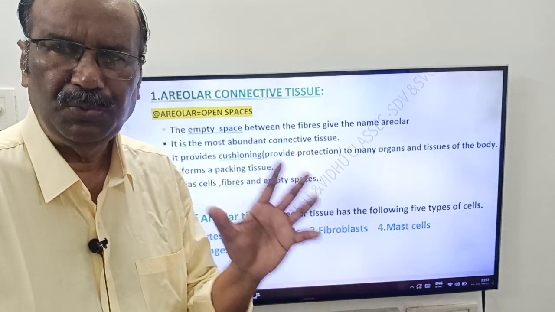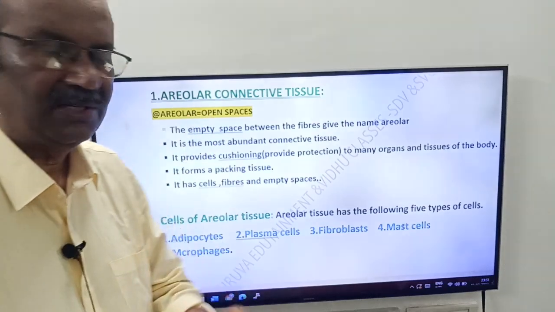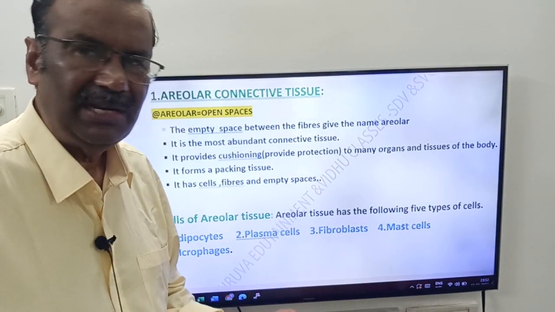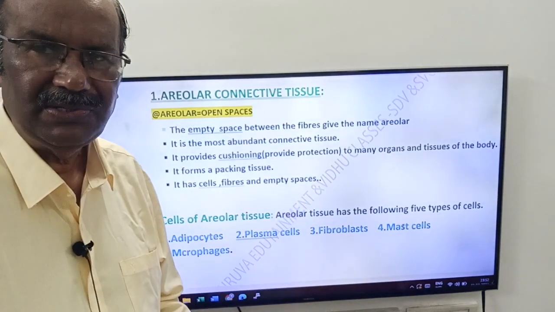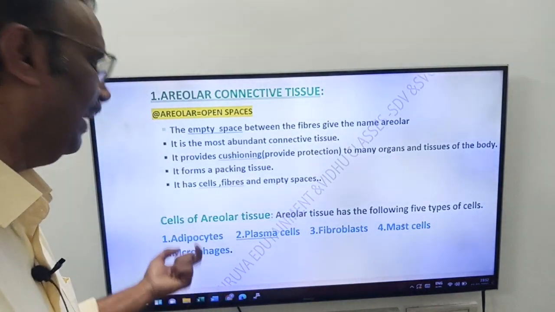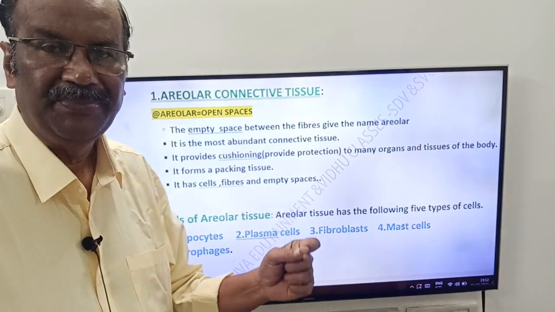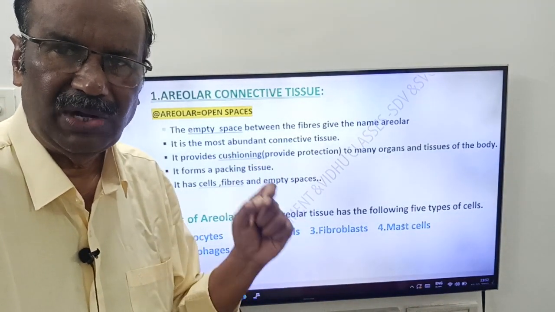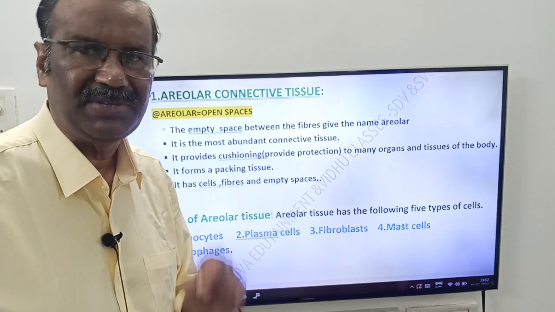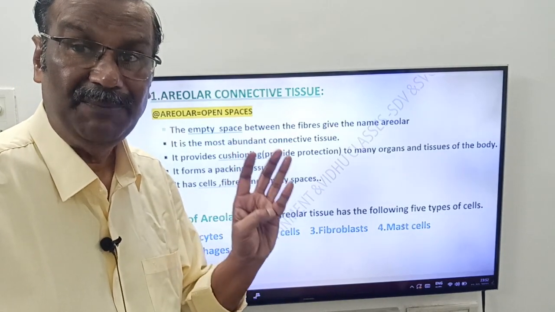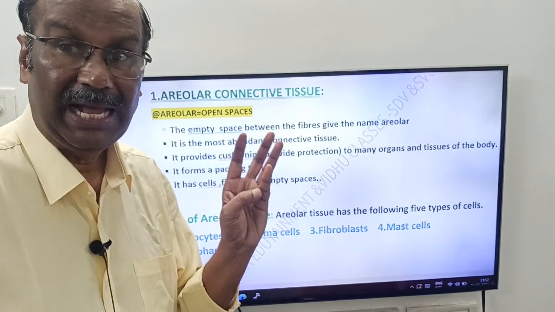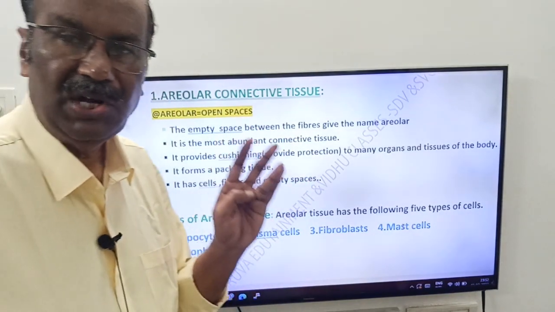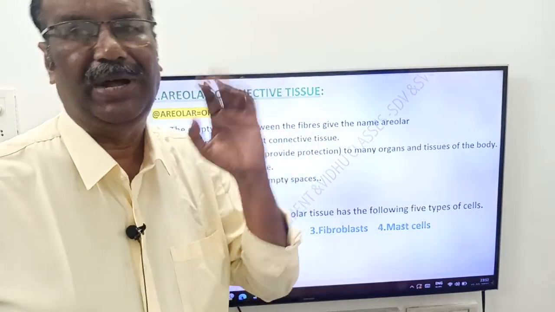So connective tissue proper has 5 types of cells. What are they, friends? Adipocytes, plasma cells, fibroblasts, mast cells and macrophages. Once again friends, name the cells of areolar connective tissue. Areolar connective tissue has 5 types of cells. What are they? Adipocytes, plasma cells, fibroblasts, mast cells and macrophages.